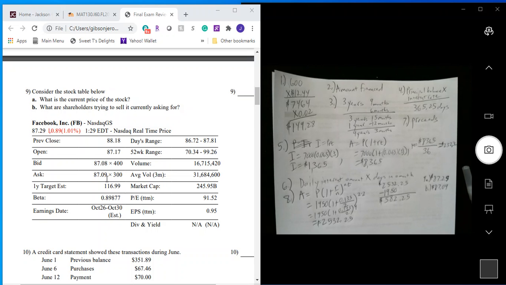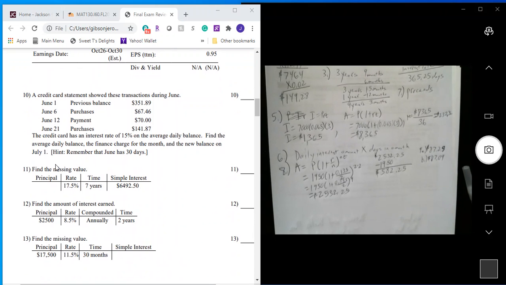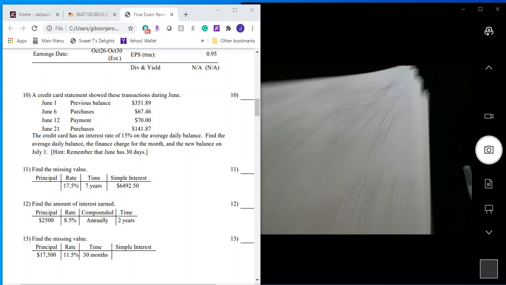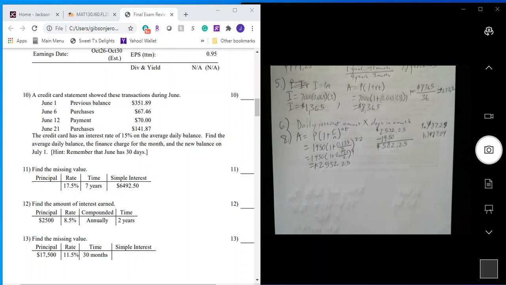Now we move on to problem 10. It says a credit card statement showed these transactions during June. It says the credit card has an interest rate of 15% on the average daily balance. Find the average daily balance, the finance charge for the month, and the new balance on July 1st. Remember that June has 30 days. Now this is going to take a little while. So let's take a minute to go over this real quick.